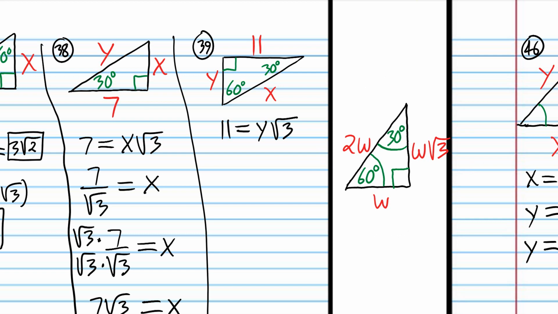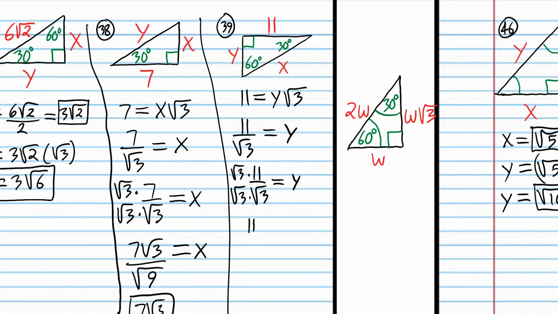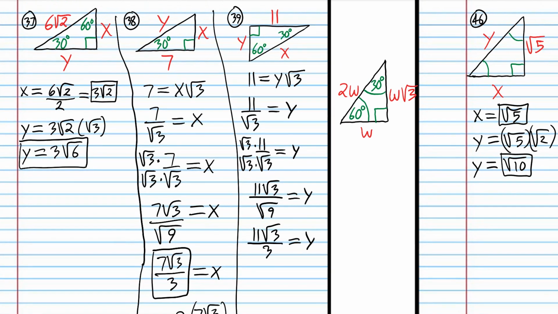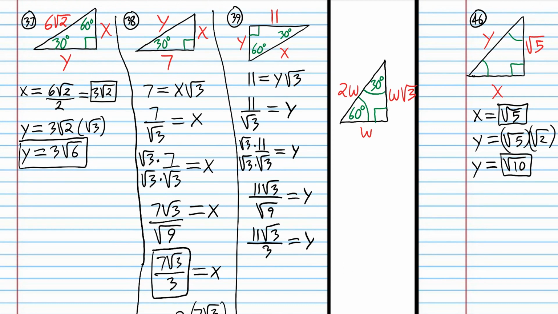So now we're going to divide both sides by root 3, and we get that expression there. And we're now going to multiply both sides of that fraction by root 3 to rationalize the denominator. Remember, we can't have roots in the denominator. And so we get 11 root 3 over root 9. And root 9, the square root of 9, that's just what number times itself is equal to 9. That would just be 3. So we now know that y is equal to 11 root 3 over 3.